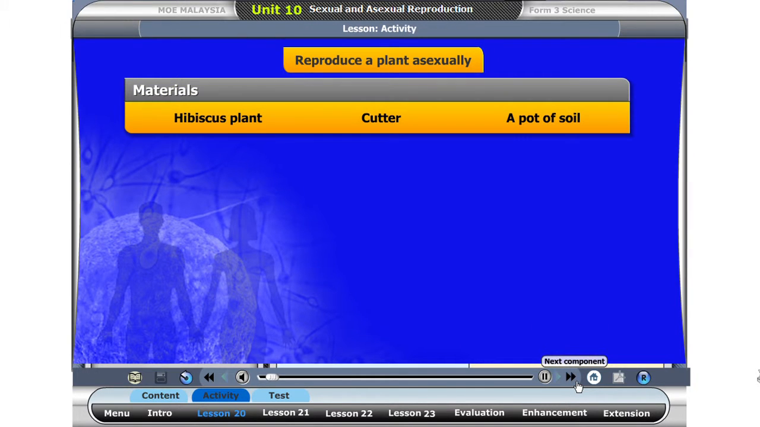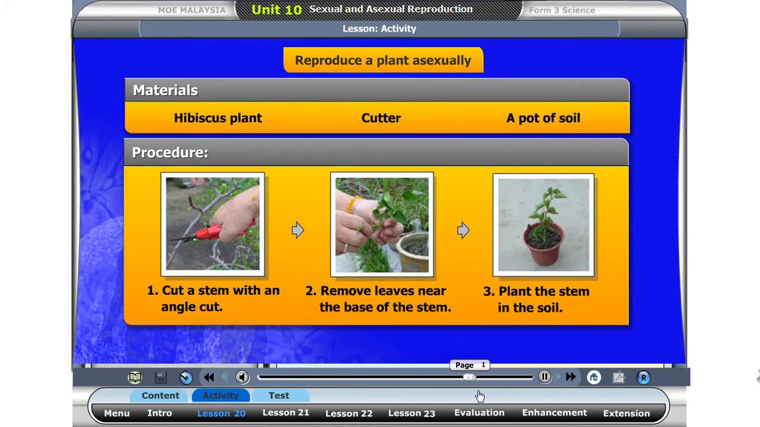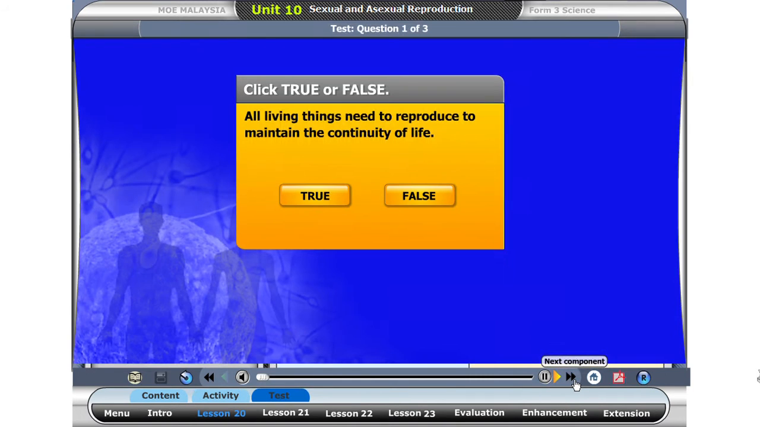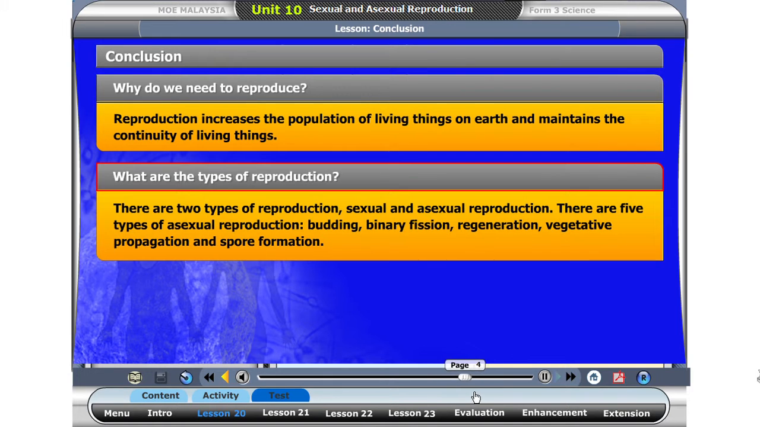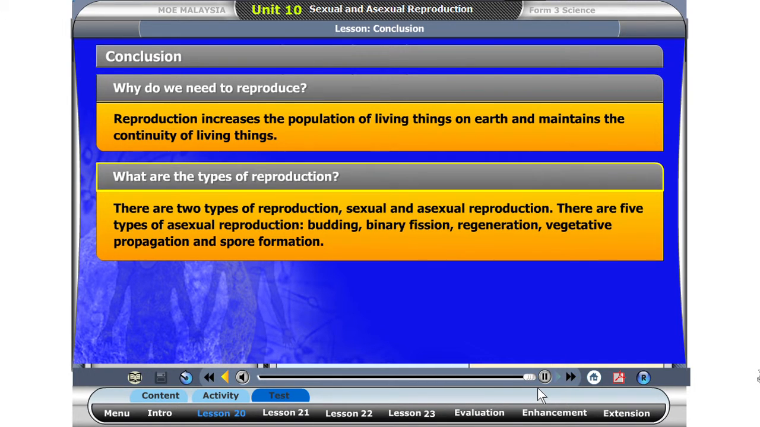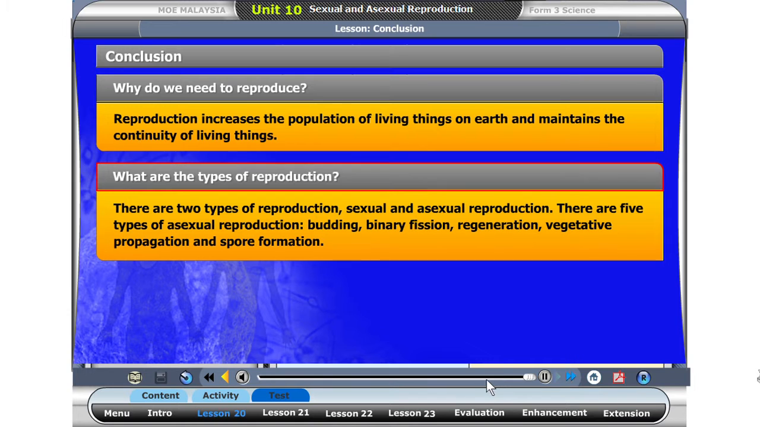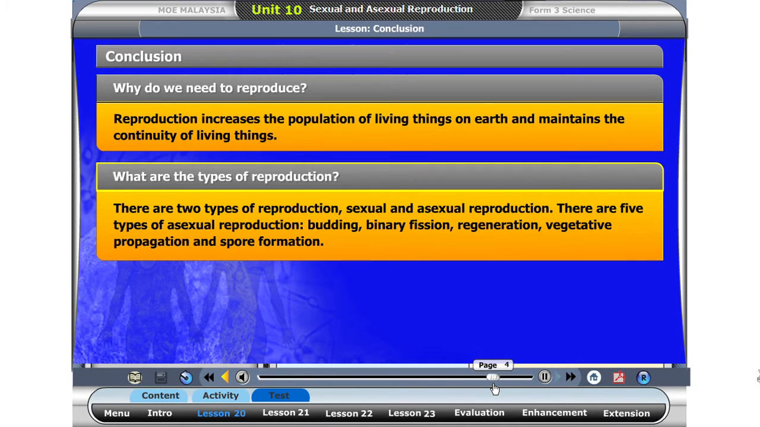Do you know that you can help reproduce a plant asexually? You need a hibiscus plant, a cutter, and a pot of moist soil. All living things need to reproduce. Budding, binary fission, regeneration, vegetative propagation, and spore formation.